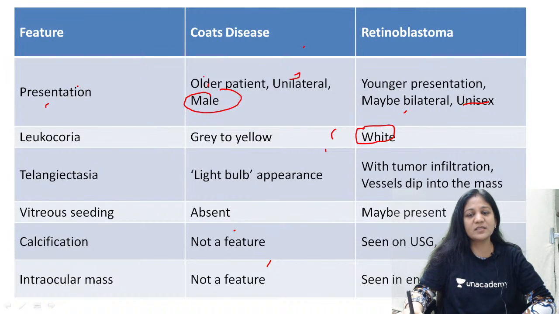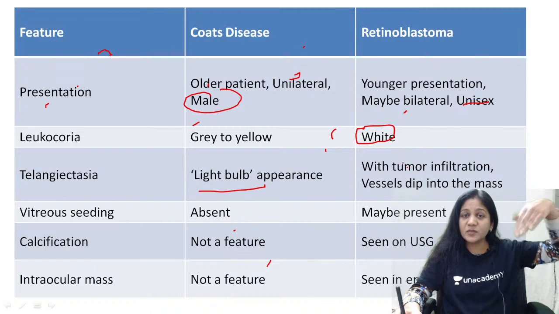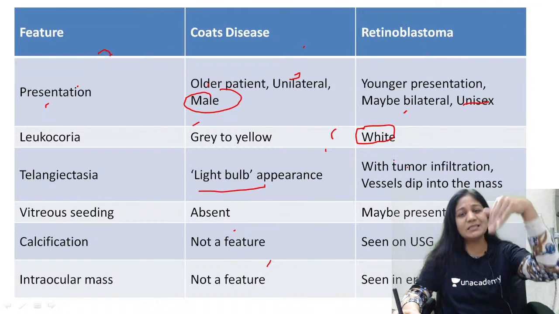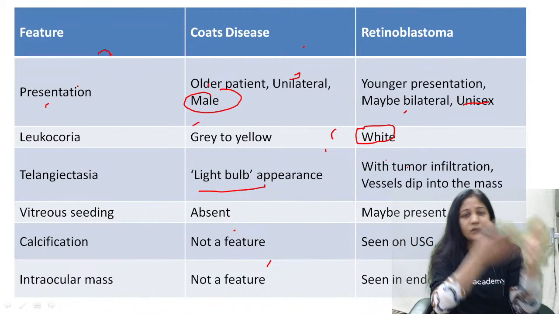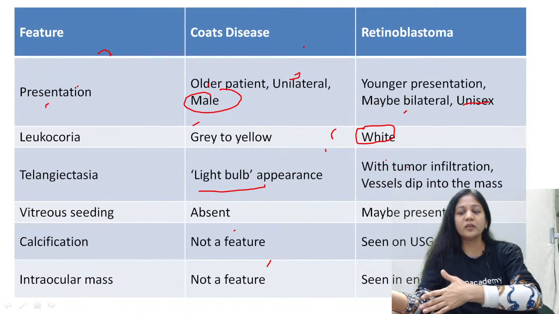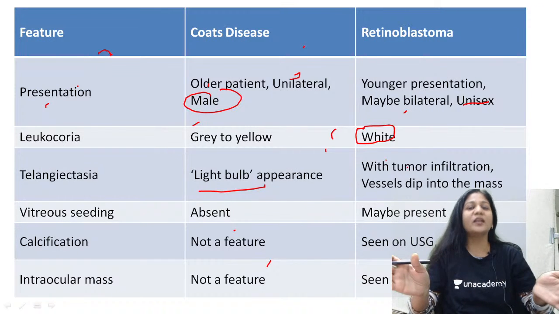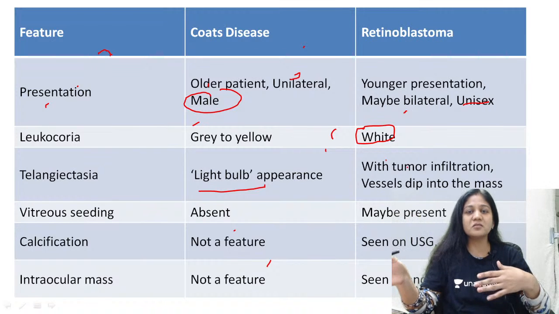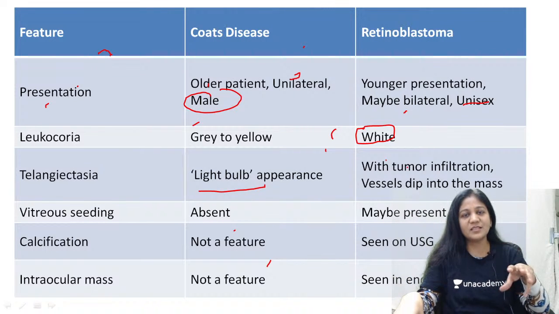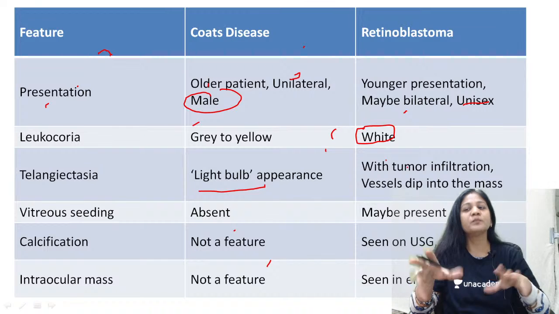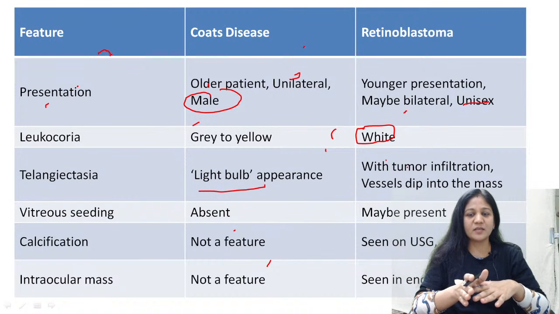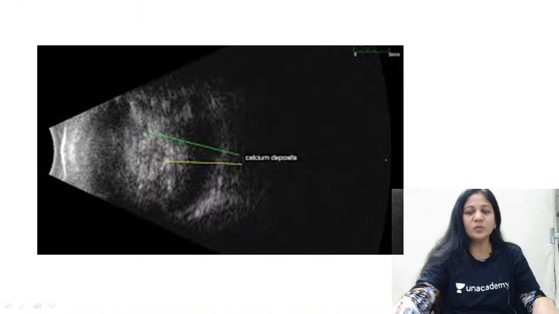Now telangiectatic vessels, here you have a light bulb kind of appearance, and here you have the vessels which are going within the mass. Vessels dip into the mass, right? So vitreous seeding will not be there in Coats disease. It may be there in retinoblastomas. Calcification is not a feature in Coats disease, and the majority of cases of retinoblastoma will have calcification in a mass on ultrasound. So again important, you must know that calcification, if you see it in a mass, is pathognomonic for retinoblastomas. So this is one thing which I want to share with you.